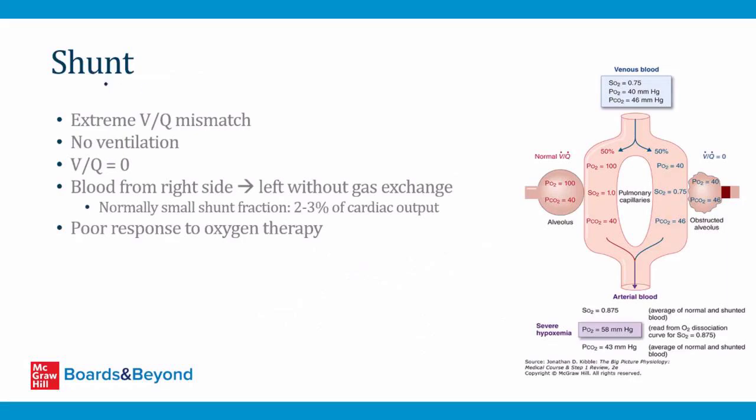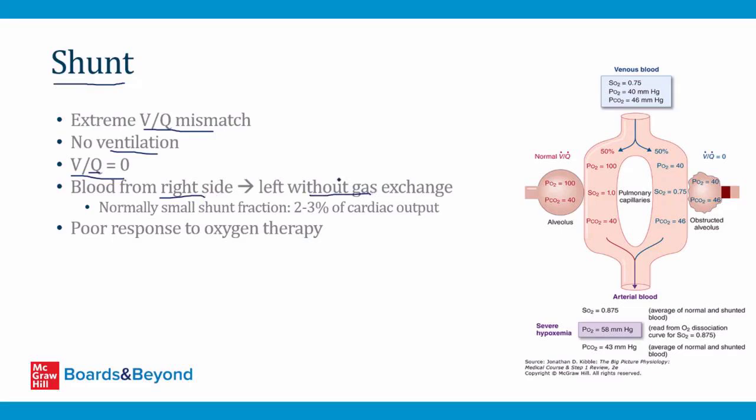In the video on hypoxemia, I talk in detail about shunts, and I'll just briefly mention them here because they relate to ventilation and perfusion. So a shunt is an extreme version of a VQ mismatch where there's no ventilation relative to perfusion and the VQ ratio becomes 0. This means that you have blood flow, you have Q, you have perfusion without ventilation, so blood's going to go from the right side of the heart to the left side of the heart without gas exchange.